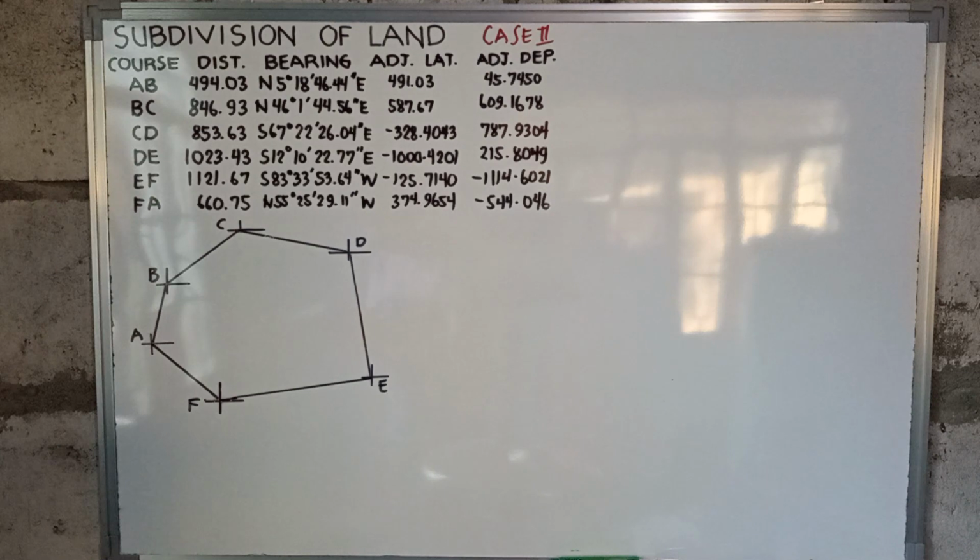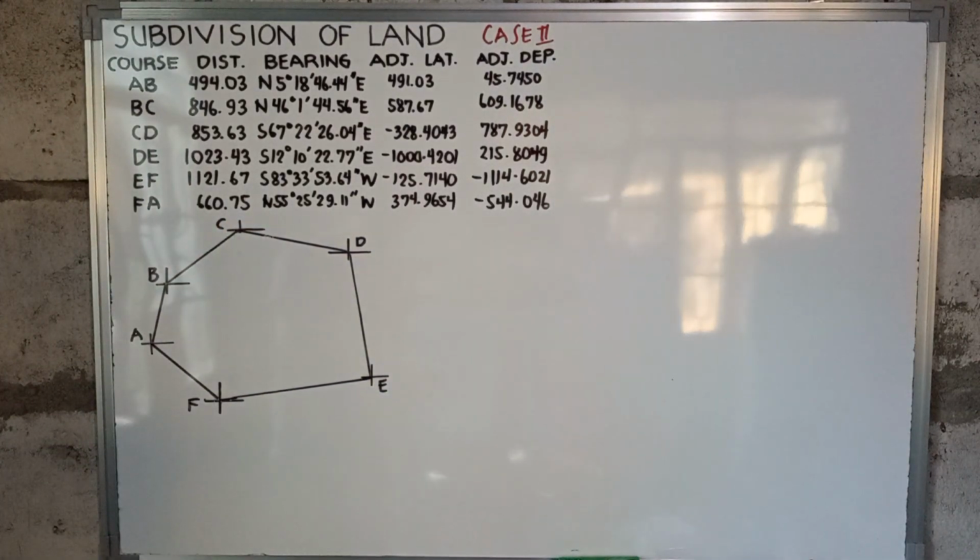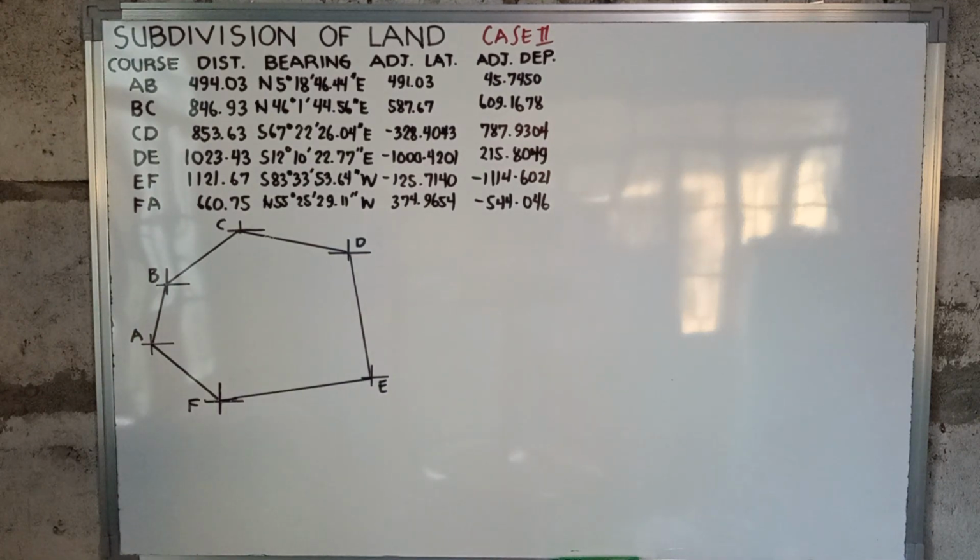So let's say naman, in the preceding example, find the area of which the dividing line passes through point C with a given bearing of south 28 degrees 30 minutes west. So meron tayong given na point and at the same time na given na direction. So let's solve for the area. So yung ano natin dito is point C. So yung kanyang direction is south 28 degrees 30 minutes west.